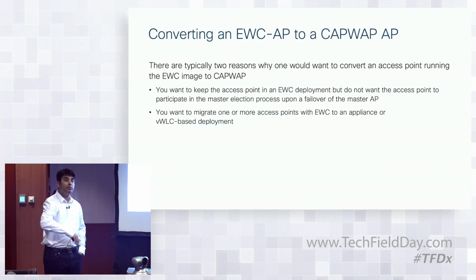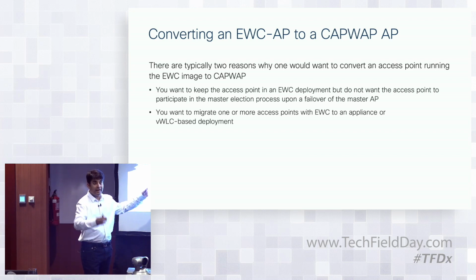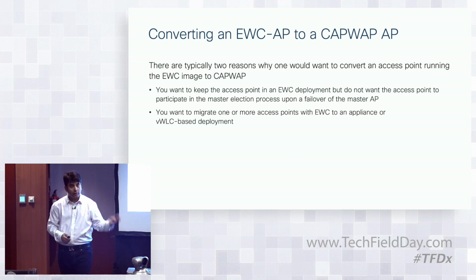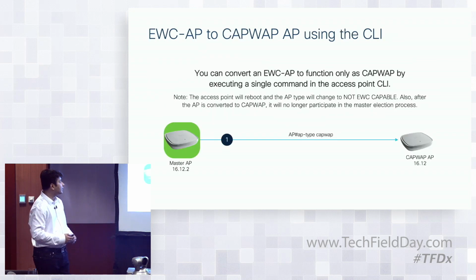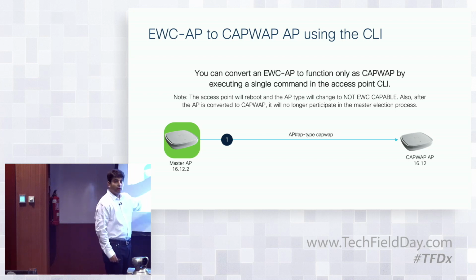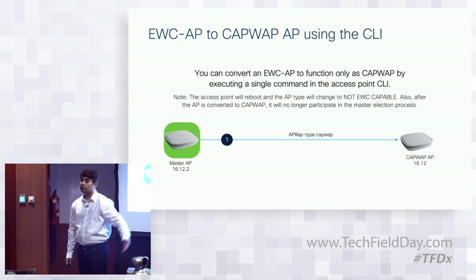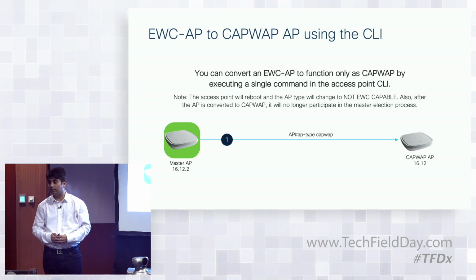But what if you have an EWC AP, and now you want to convert it to make it join back to the controller? Most customers do it for two reasons. You do not want this EWC AP to elect as active or standby. You want it to be a regular CAPWAP AP. Or you want to make it join your appliance or virtual controller. You can convert it back to the CAPWAP AP with just one single CLI called AP type CAPWAP. You go to the AP, give this CLI, and the EWC AP can be converted to a regular CAPWAP AP, which can go and join your appliance-based or virtual controller.